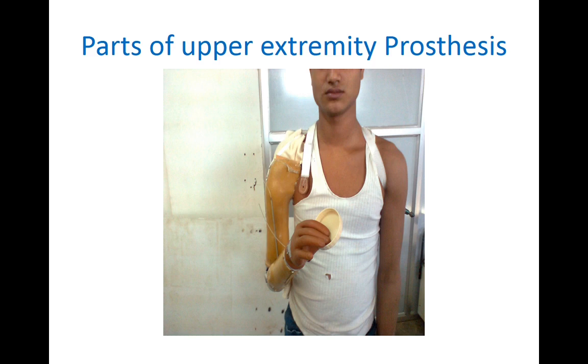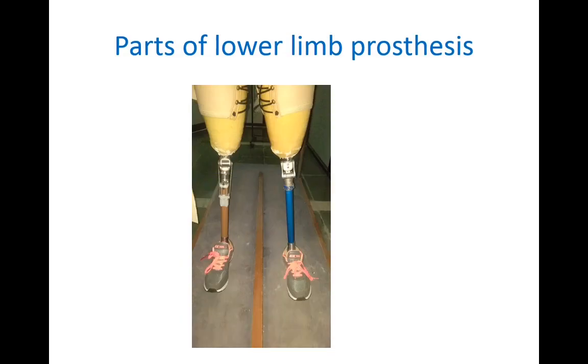Now when you go to the lower limb, you can see this is an above knee prosthesis. This is meant for a bilateral amputee. Actually, this patient was amputated bilaterally, both limbs from above the knee. So here we're using different kinds of joints. One is a safety knee, the other is a 4-bar polycentric knee.